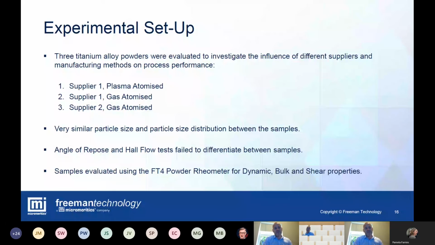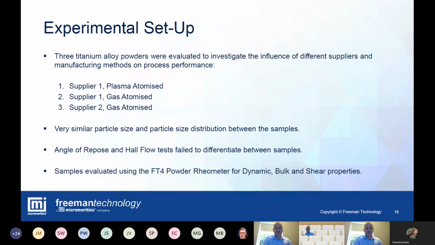A similar scenario here where the user in question was looking at different materials, all intended for the same application, but from different suppliers and with different manufacturing methods. Supplier 1 had a plasma atomized sample, a gas atomized sample, and then supplier 2 was offering an alternative gas atomized sample. The user is looking for the best material for their process, but also looking to save costs where possible, because the plasma atomized version typically attracts a higher price.